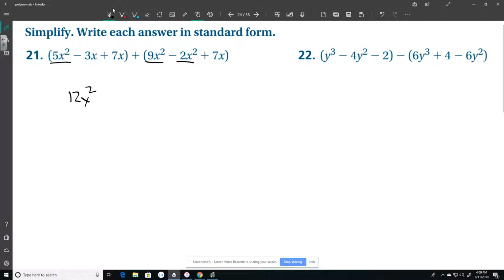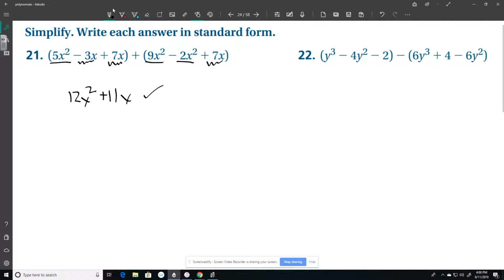Now let's look at our x's. Negative 3x's plus 7x's plus 7 more x's. Negative 3 plus 7 is 4, plus 7 more is 11 x's. And it's in descending order. My x squared comes first. So that would be my final answer.